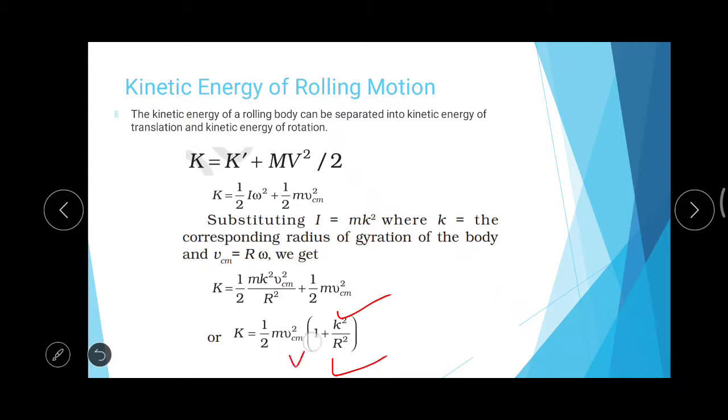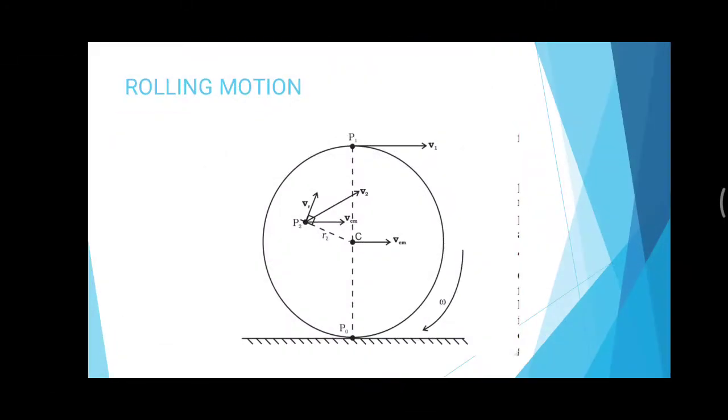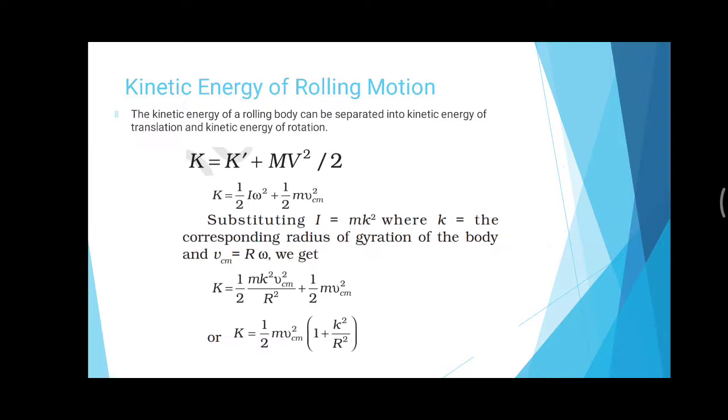VCM is the linear velocity, or the velocity of the center of mass, and m is the mass of the body. So the total kinetic energy of a rolling motion will become half m VCM square into 1 plus k square by r square.